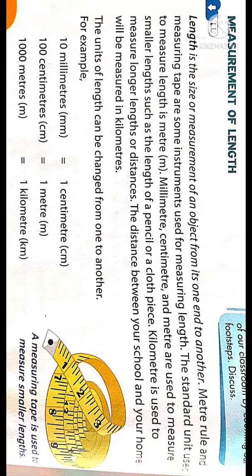The units of length like millimeter, centimeter and meter can be changed from one to another. For example, 10 millimeters equal 1 centimeter, 100 centimeters equal 1 meter, and 1000 meters equal 1 kilometer. See the picture, children. That is a measuring tape that is used to measure smaller lengths, like the length of your pencil or a cloth piece. For longer distances we can use the unit kilometer. Okay, can you understand, children?